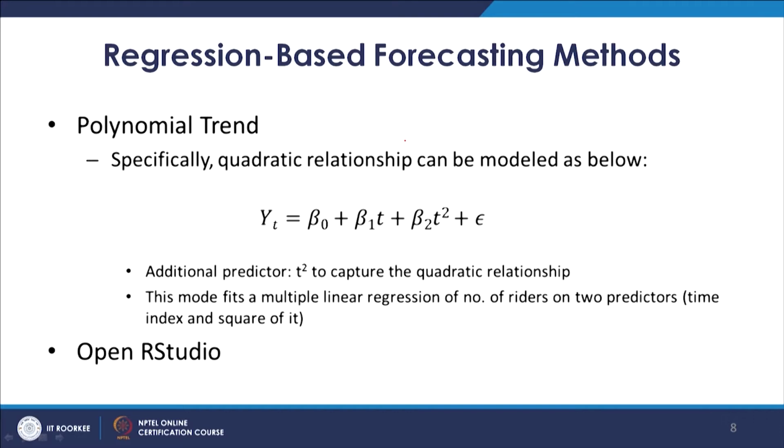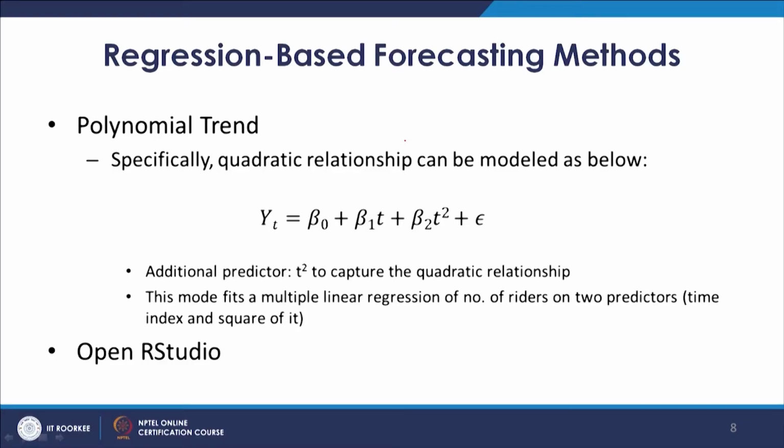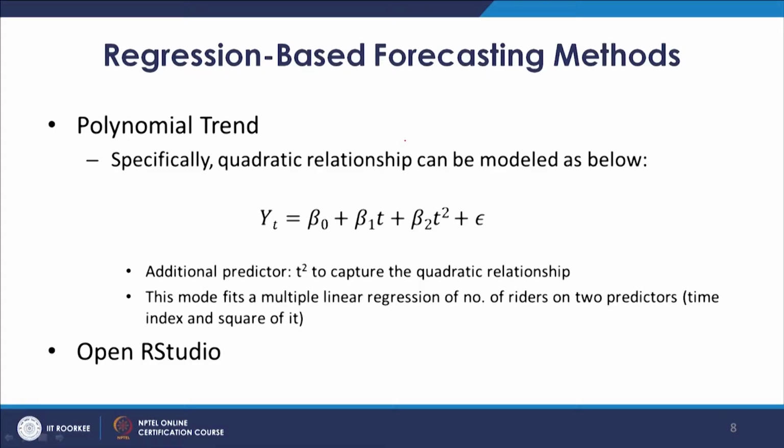So, let us discuss this and then we will go back to our RStudio environment and model it. If we look at the polynomial trend, specifically we will focus on the quadratic trend. If a quadratic relationship is there, it can be modeled as below. Let us have a look at the equation: Y t equals beta 0 plus beta 1 t plus beta 2 t square plus epsilon. So, we can see now we have two predictors here, t and square of t.